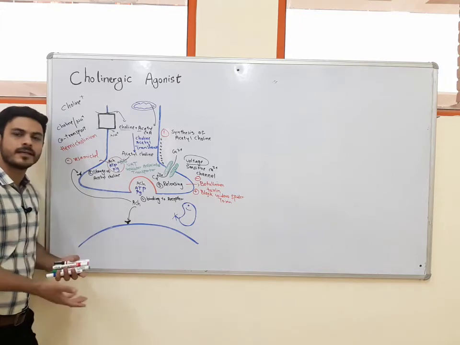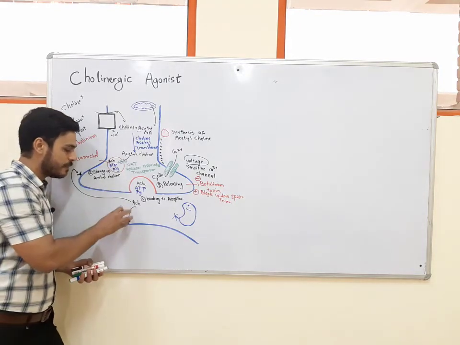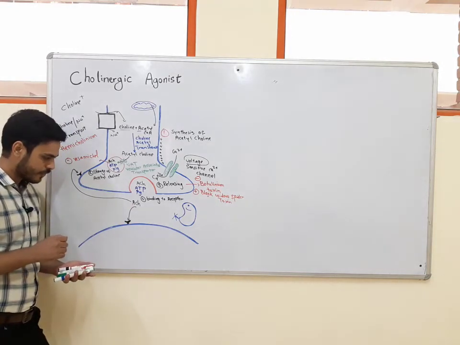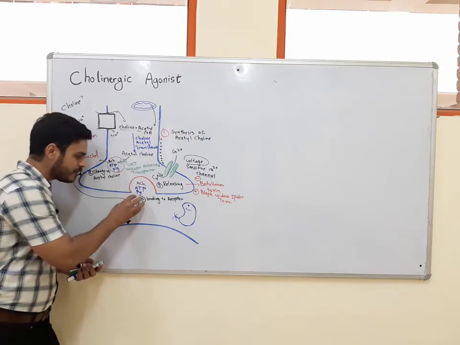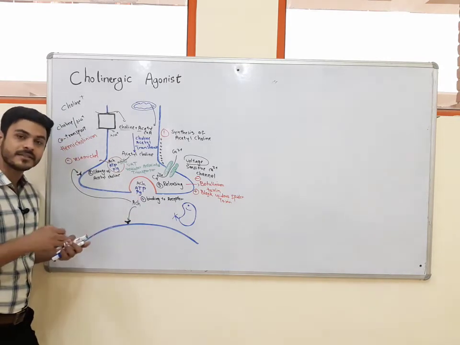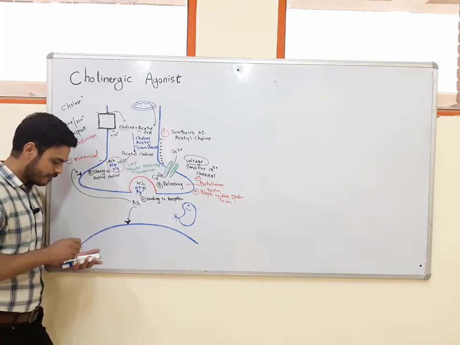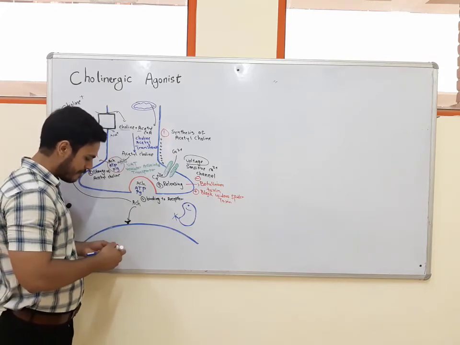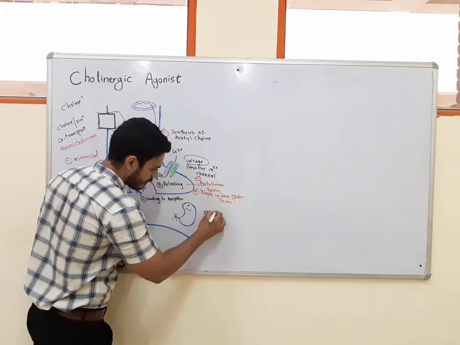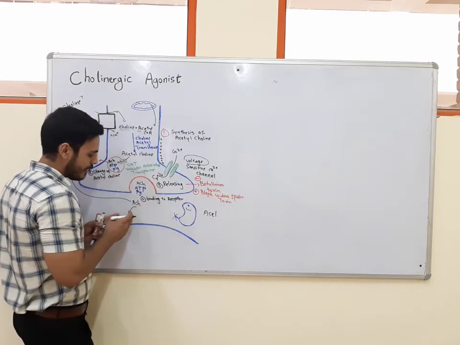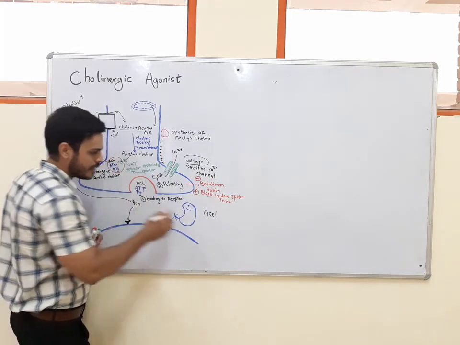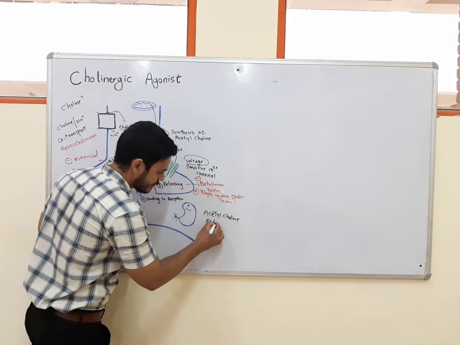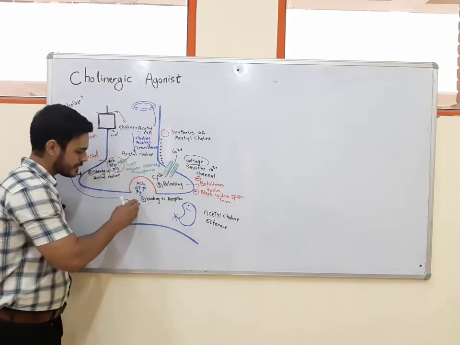Now we have a different group of drugs which can inhibit this binding, and those are cholinergic antagonists. We will have a lecture for that also. But the action of acetylcholine will terminate rapidly by the help of one enzyme, that is acetylcholinesterase. The enzyme acetylcholinesterase will cleave the acetylcholine and terminate the action of acetylcholine in the synapses.